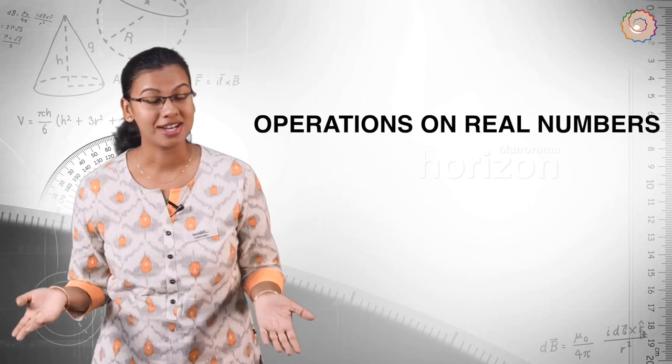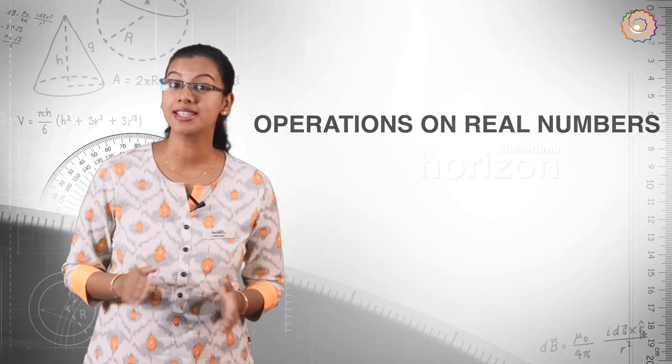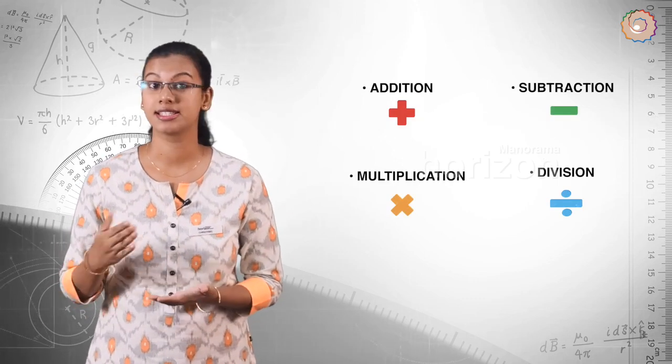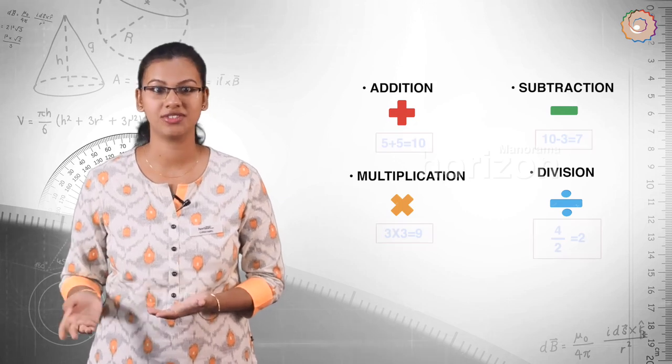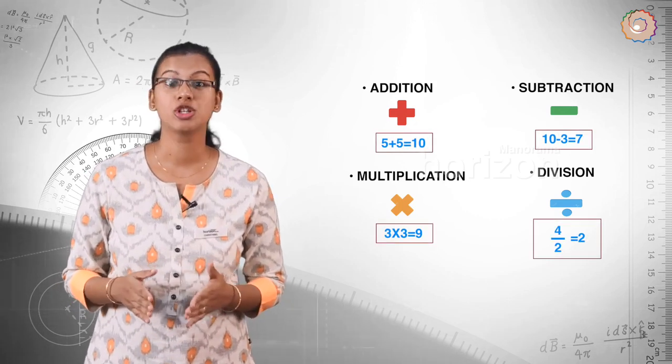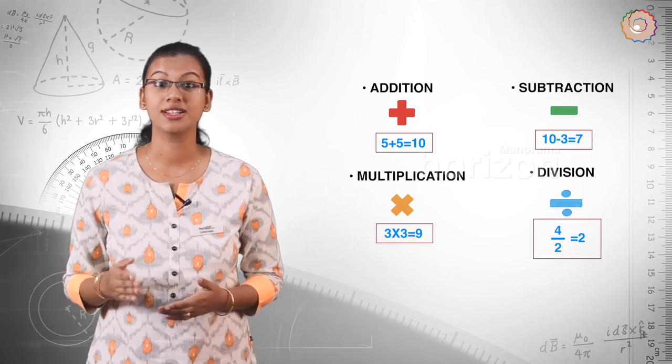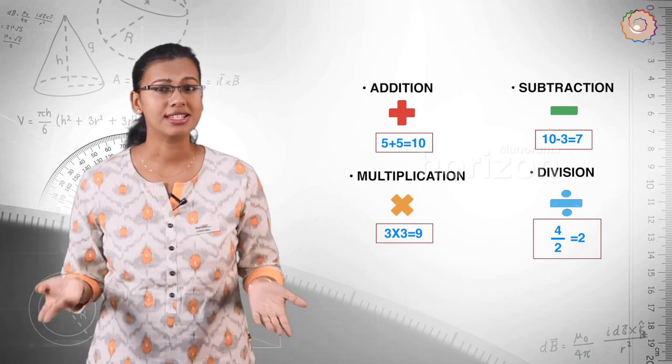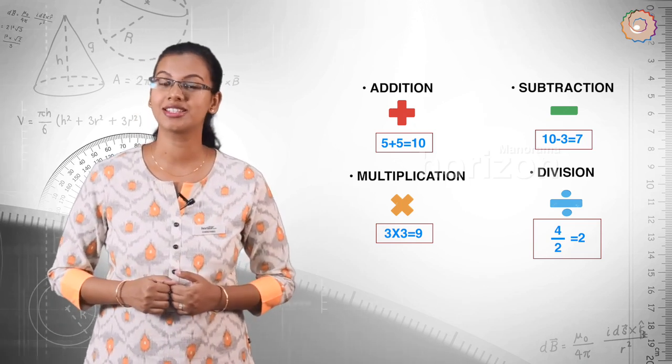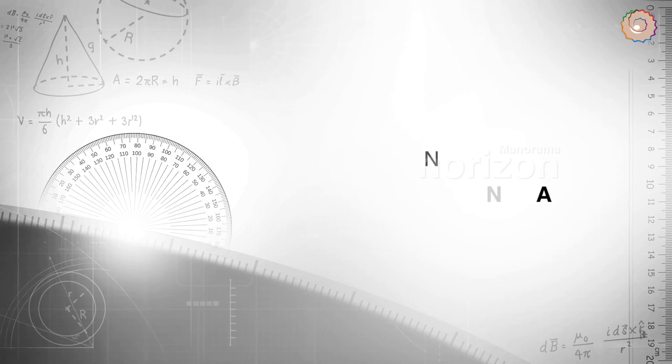Now let's see operations on real numbers. Basic operations are addition, subtraction, multiplication and division. The following examples show the operations using rational numbers. For all these types of operation, the result is also a rational number.